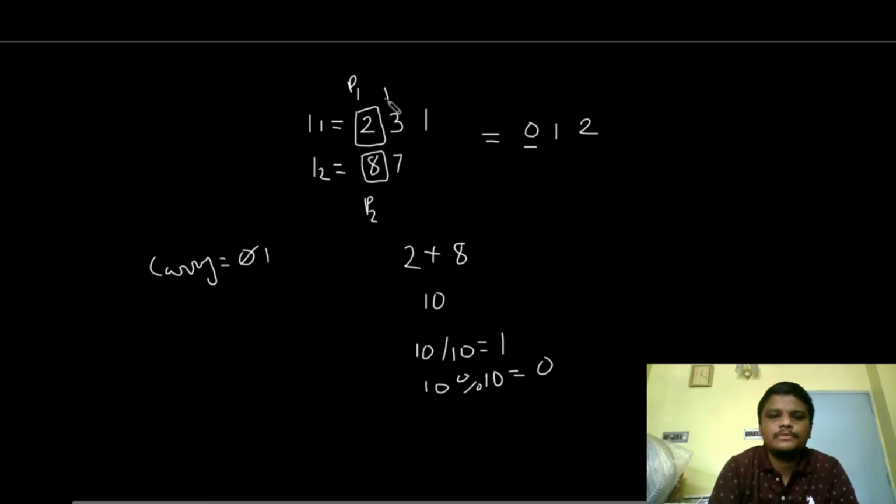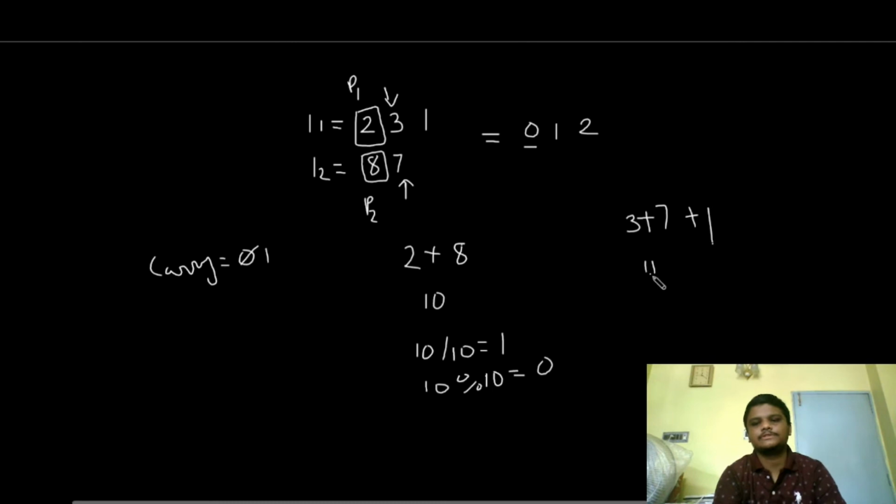Now our p1 will be moved to 3 while p2 is going to move to 7. So we're going to have 3 plus 7, and we also have a carry, so we add 1 to it. When you do this we get 11 as our sum. Now in order to find the carried value we again do 11 divided by 10. This gives me 1, so our carry will remain 1 as it is.